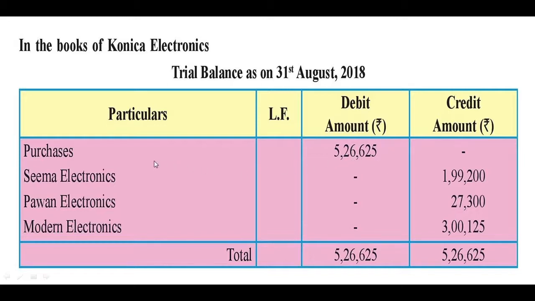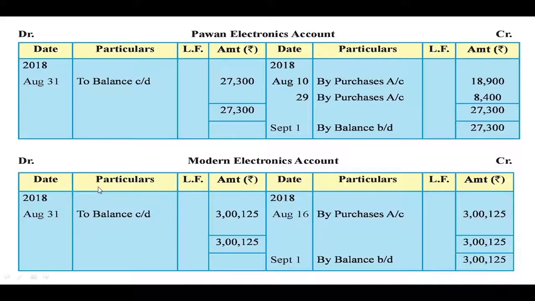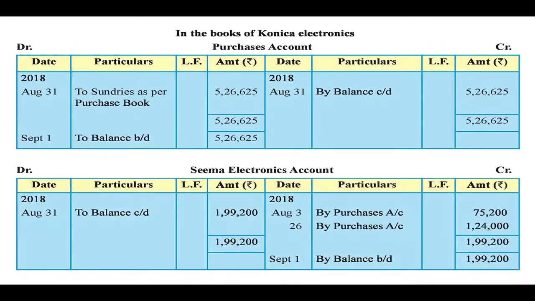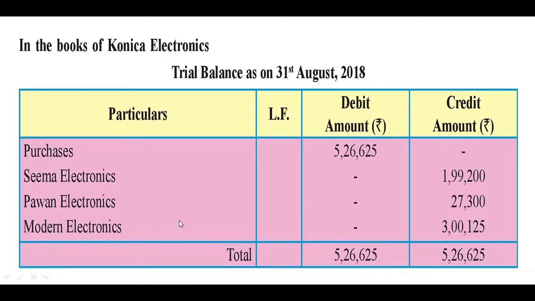And as per the journal entry, the suppliers accounts are always credited. So their balances will be recorded in the credit amount column. So Seema Electronics, we have to check now. The balance, closing balance amount is 1,99,200. It is on the debit side. So in the trial balance it will be recorded in the credit amount column.